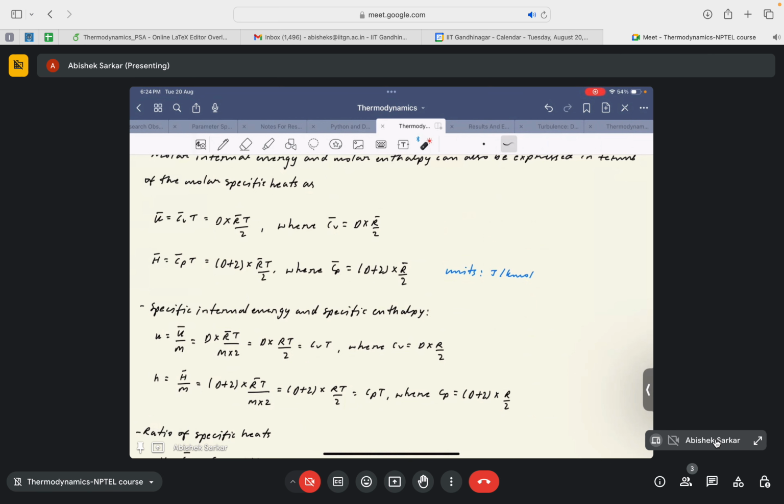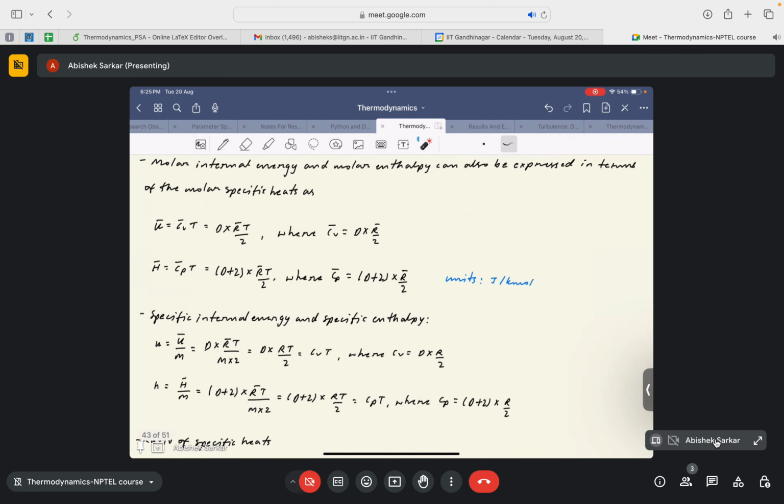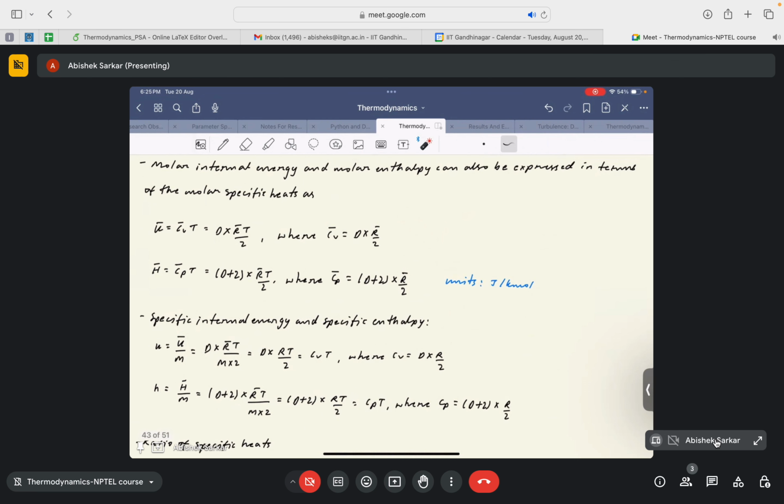Okay, the difference here is that Cv is the specific heat for constant volume, and R is the specific gas constant rather than the universal gas constant. So that's the difference. It is now the specific heat for constant volume, not the molar specific heat for constant volume. Just the over bars are removed. But you need to go through the derivation to see how it is there.